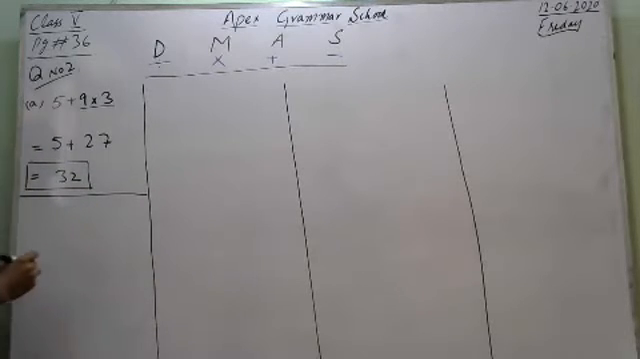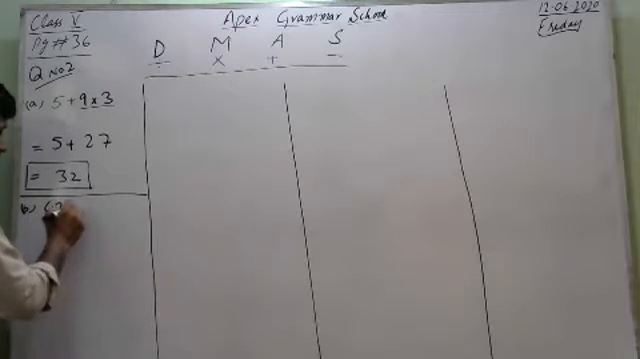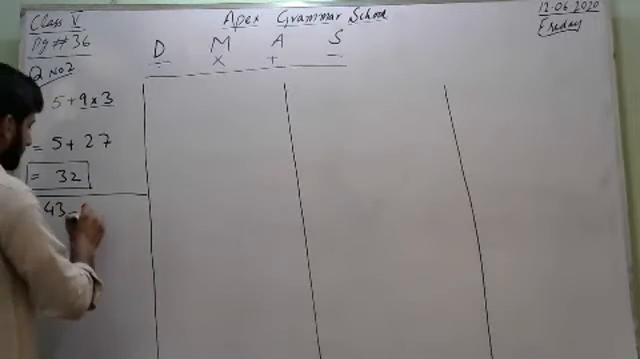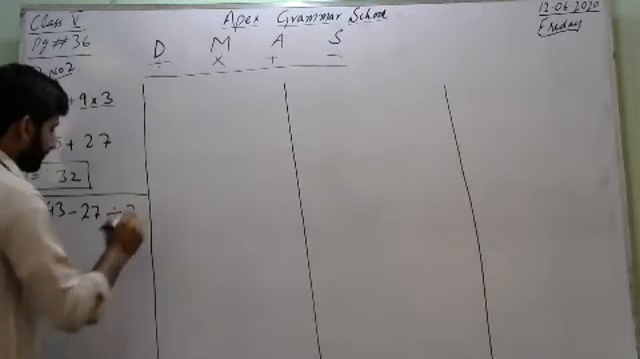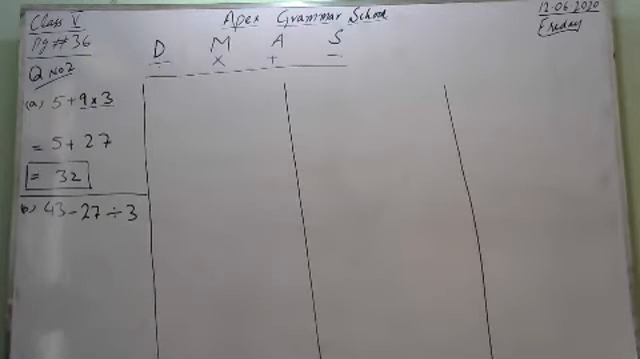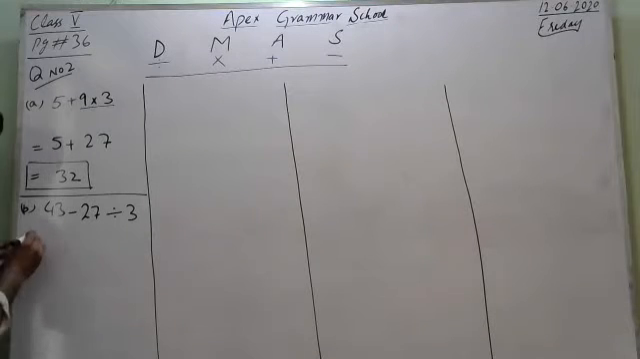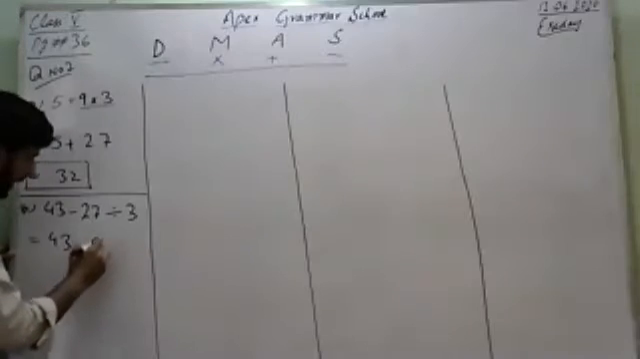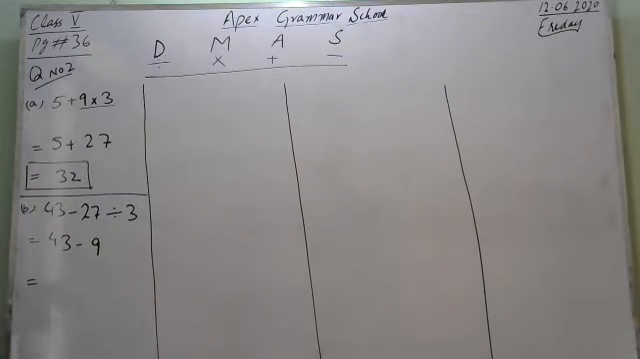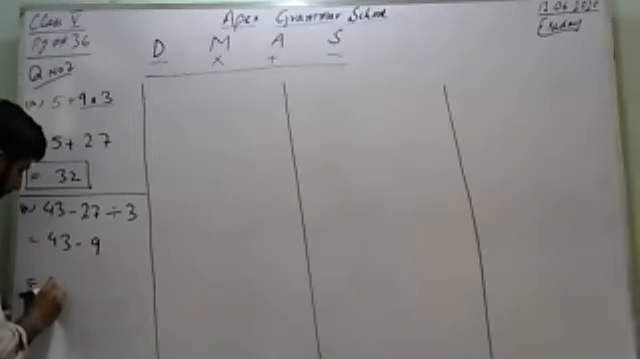Page number 36. B part is 43 minus 27 divided by 3. In this question, the first operation is subtraction and the second operation is division. So according to the math rule, first of all we have to do division. 43 as it is, minus 27 divided by 3, which is 9. Now we have to subtract 9 from 43. Answer is 34.